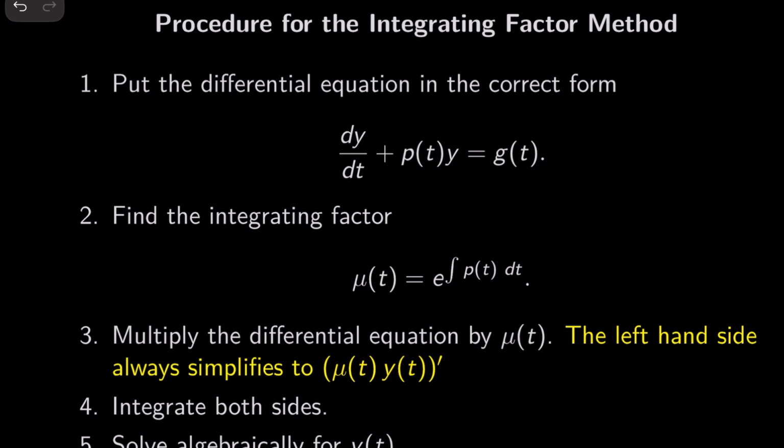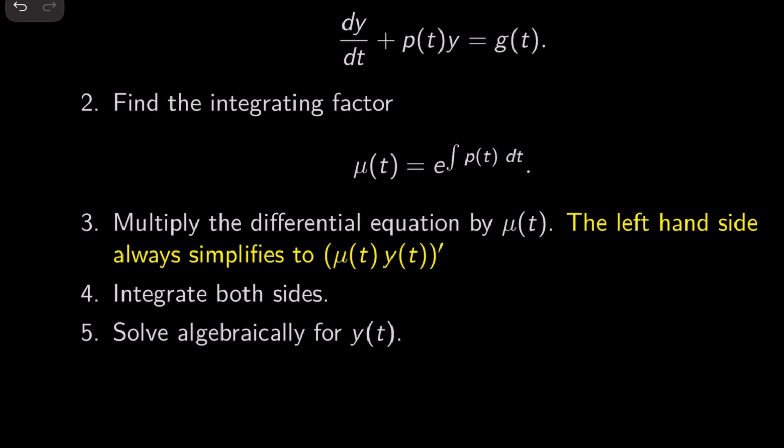Then the next step is to compute the integrating factor, which gives us mu(t) is equal to e raised to the integral of p(t) dt. The third step is to multiply through the differential equation by mu(t). After we are done multiplying through by mu(t), the left hand side of the resulting differential equation will be of the form (mu(t) y(t))'. Then the fourth step is to integrate both sides. Then the fifth step is to solve for y(t).